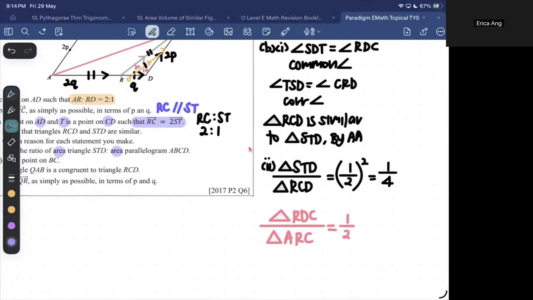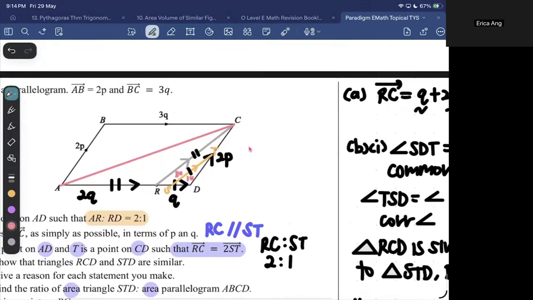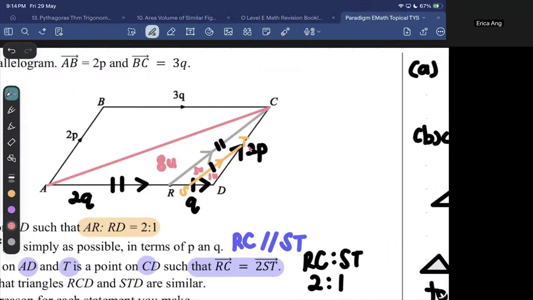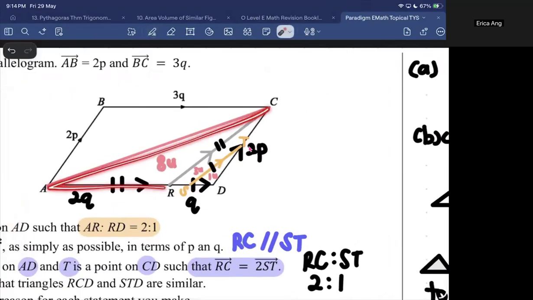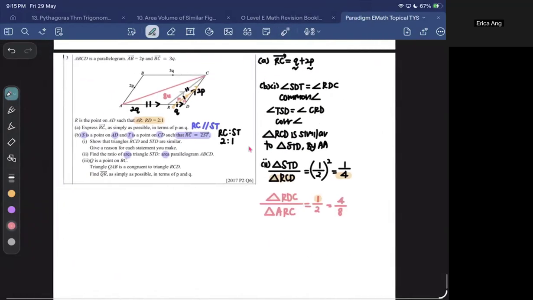But what you must realize is that this is 4 units. So make it 4 over 8. So that means I will know that this part here is 8 units. So that means here is how many units? 8 plus 3 plus 1, that's 12. So 12, that means the entire parallelogram is times 2.